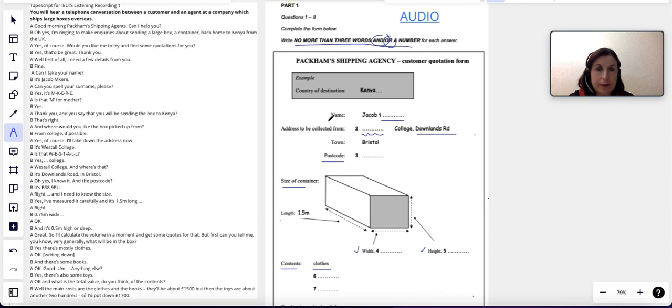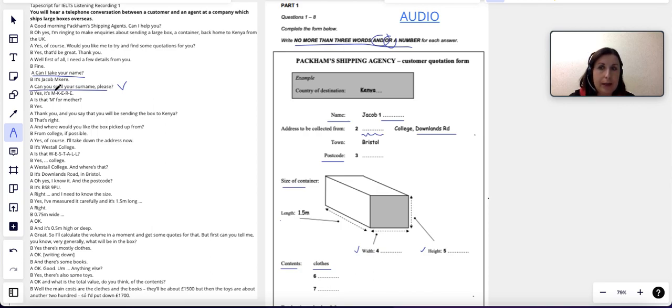For example, if the first one is a name, then we are listening, we are concentrating, waiting for the moment when the name will be pronounced. And in this task, the signal is, "Can I take your name?" "It's Jacob Mkere." "Can you spell your name, please?" So, to be successful in task 1, the listening task of the IELTS exam, be ready to spell letters and numbers.